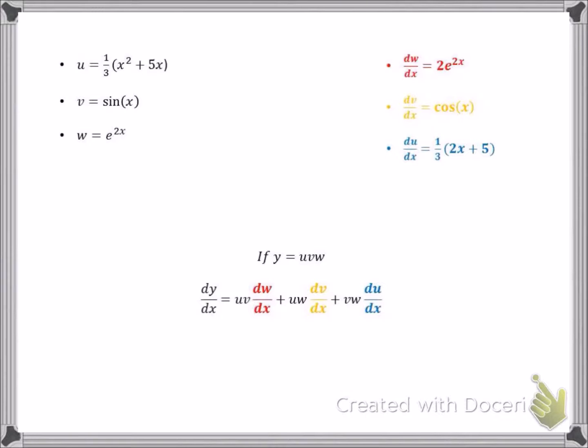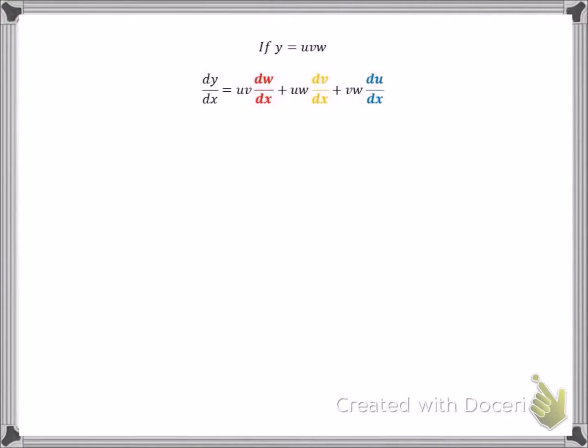So we can input everything now. We know everything, so we can input it all into our equation for the product rule. So let's do that now. We're going to have dy/dx equals uv, well uv is a third x squared plus 5x, multiplied by sine x, and now we're going to put in the differential dw/dx, just going to maintain the colour code, and that was 2e to the 2x.